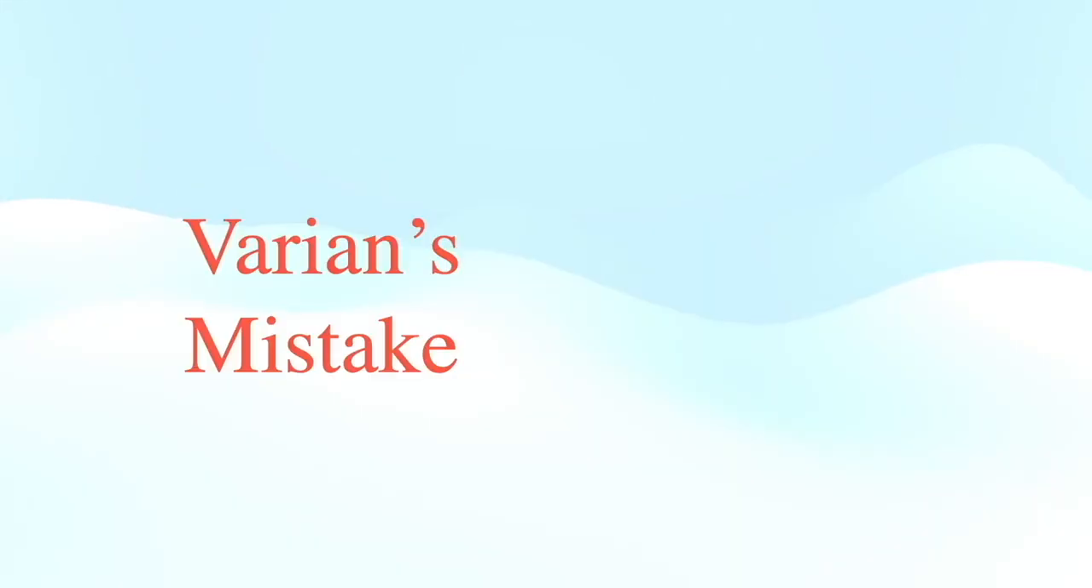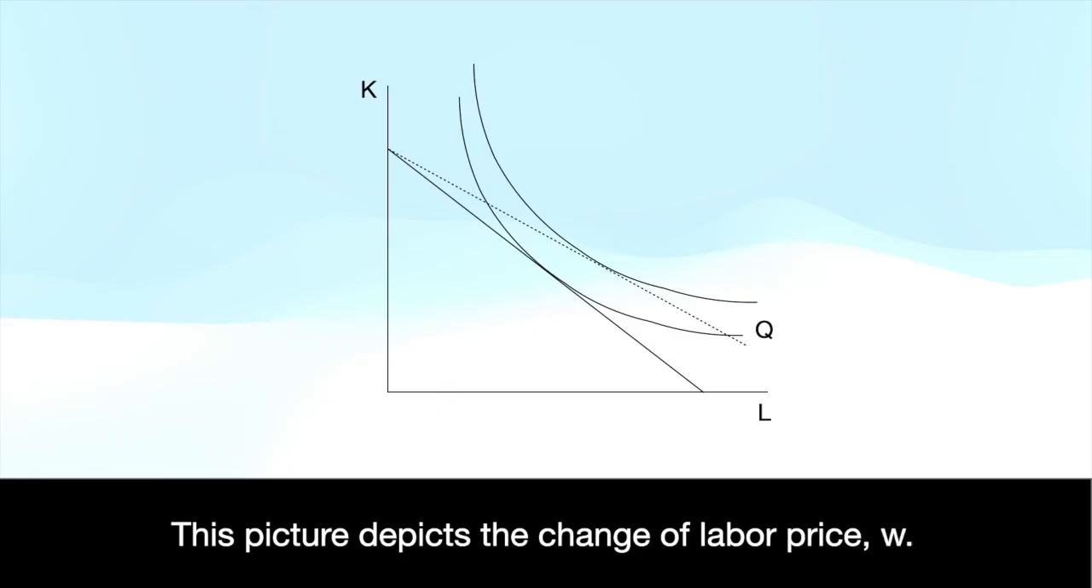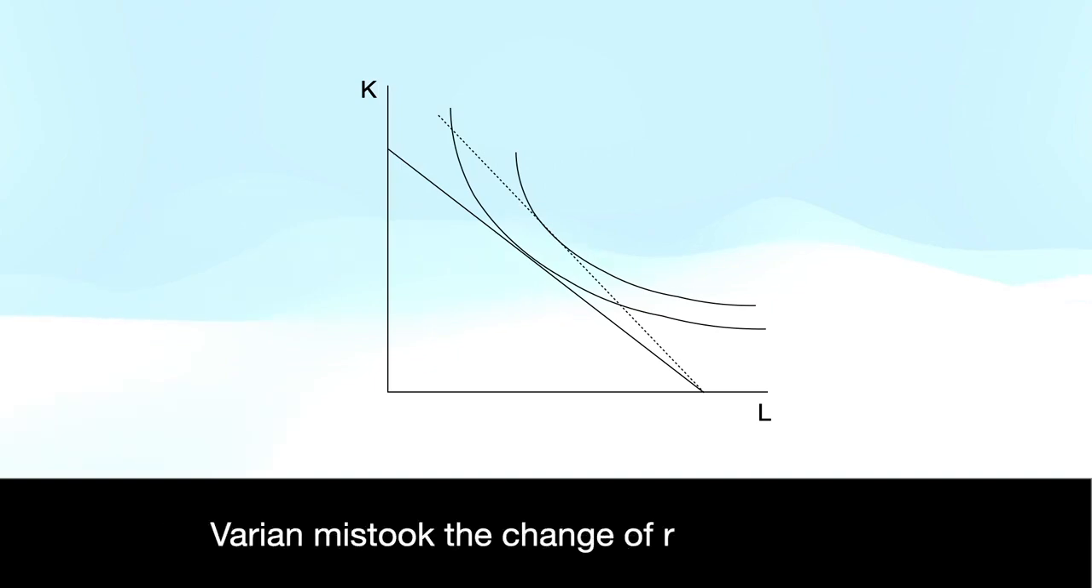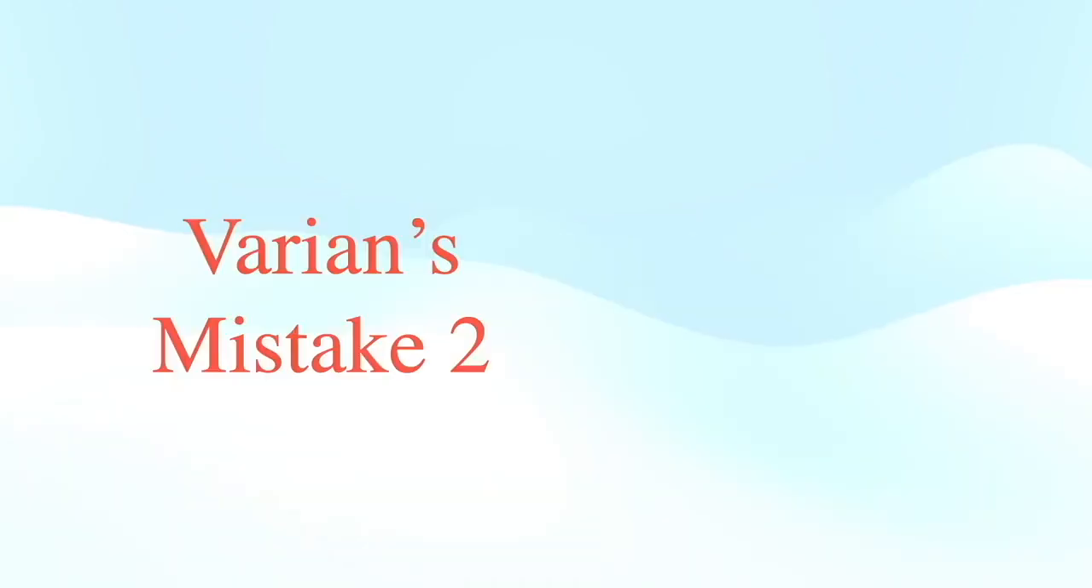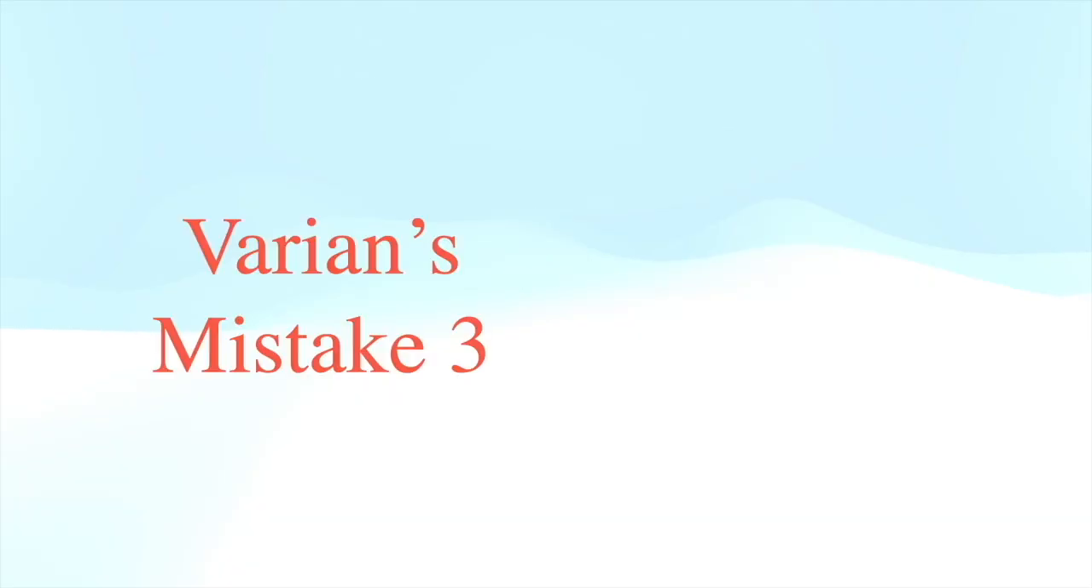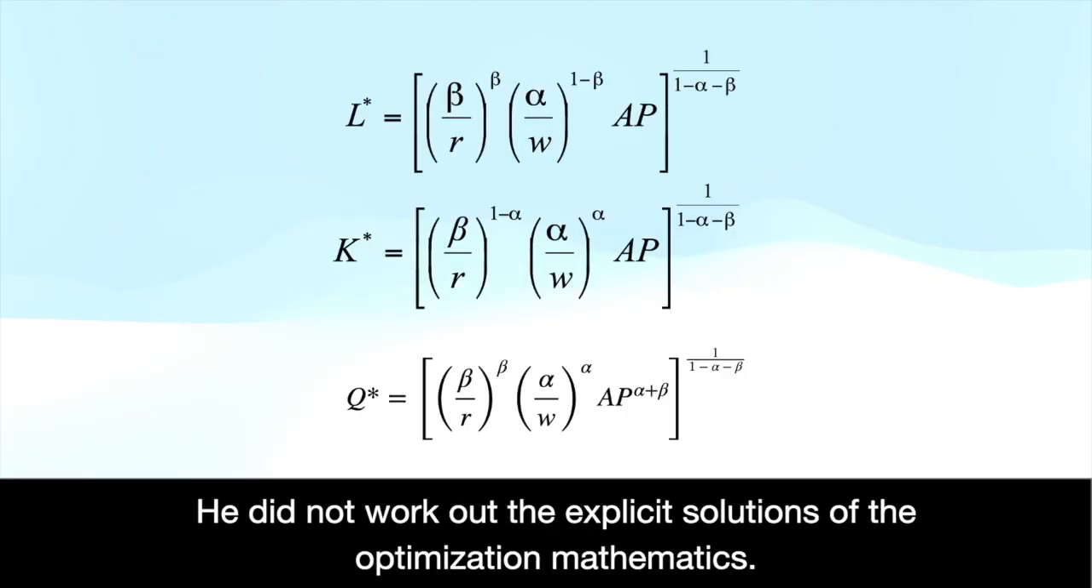Varian's mistake. This picture depicts the change of labor price, W. This picture reflects the change of capital price, R. Varian mistook the change of R for that of W. Varian's mistake 2. The maximum L on the cost line, or any point without tangency, is not an optimality. Varian's mistake 3. He did not work out the explicit solutions of the optimization mathematics.